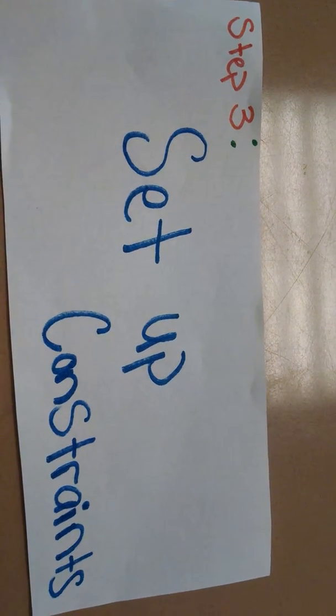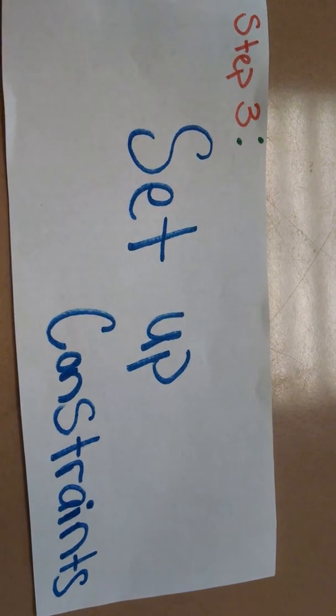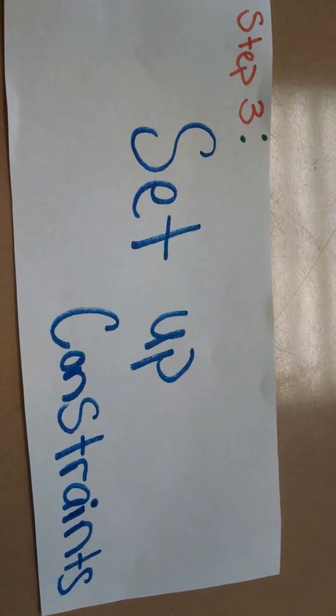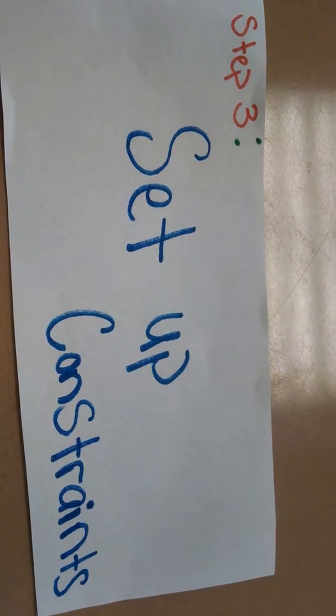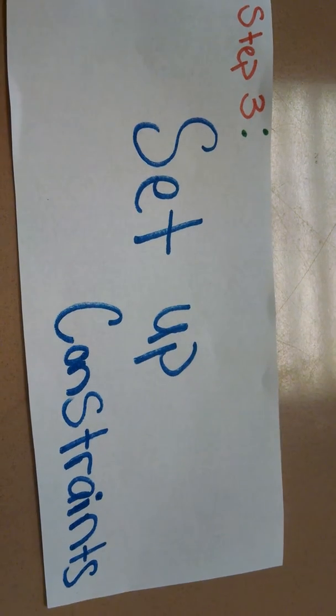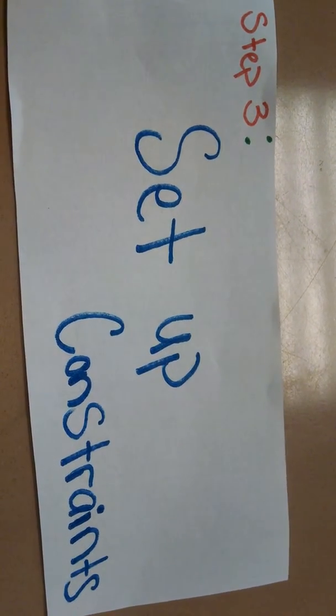By using x and y variables that you found, set up constraints that you will later graph. The constraints are x is between 100 and 200, y is between 80 and 170.